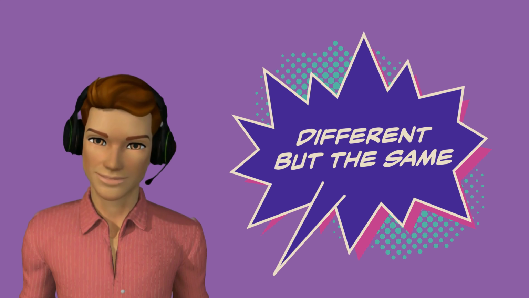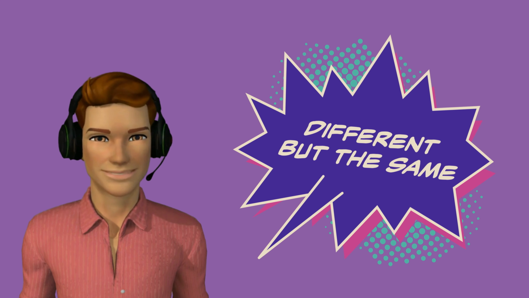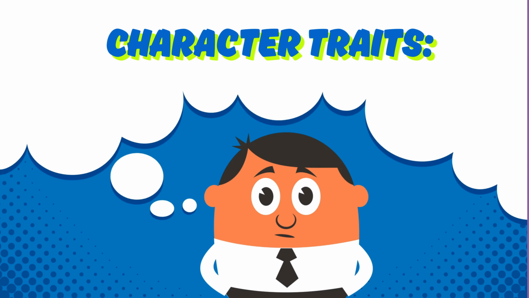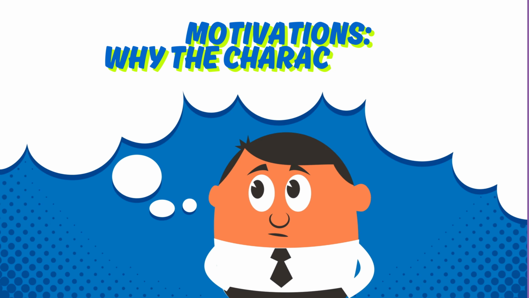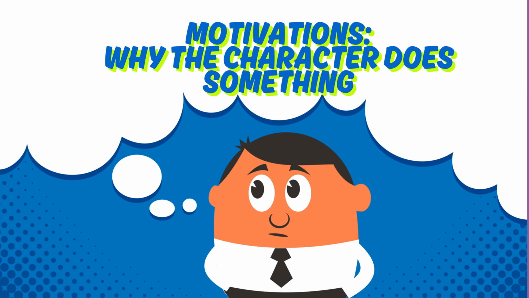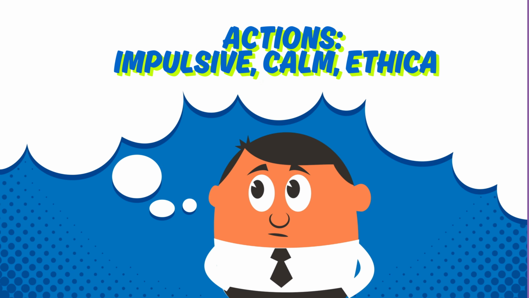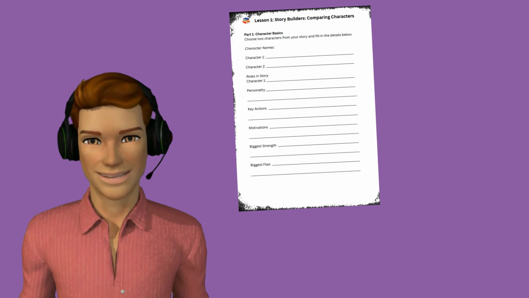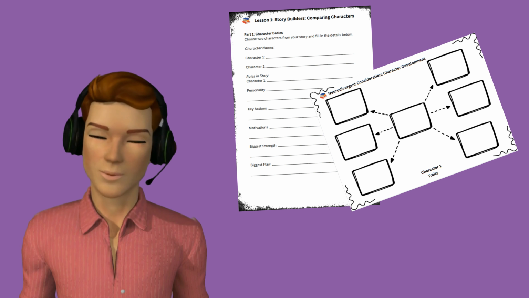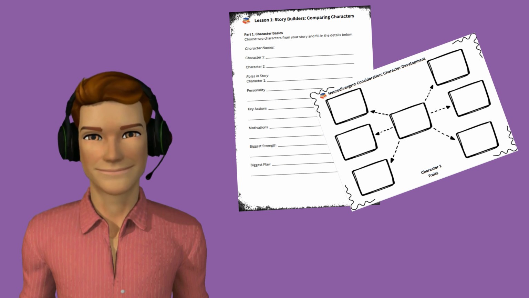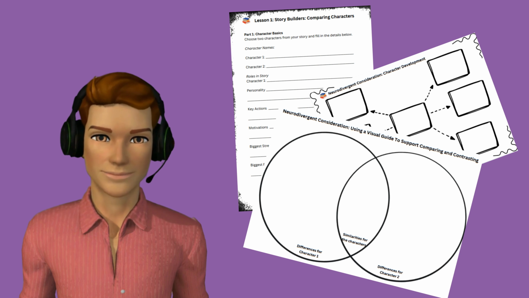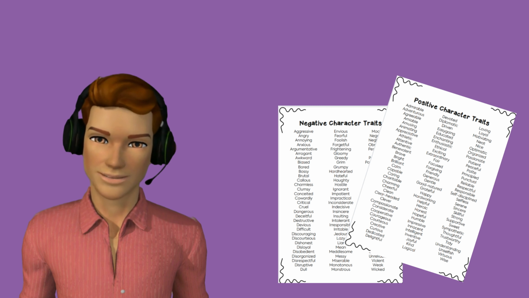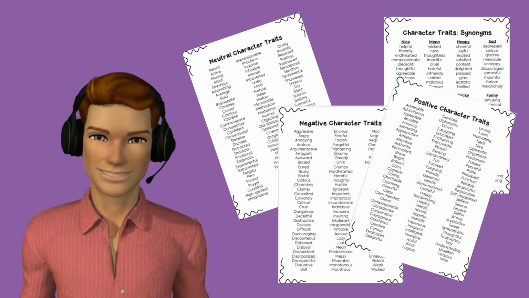How are your chosen characters the same? How are they different? Try to consider both figurative things like character traits, motivations, and feelings, as well as more literal things like actions and choices. You can use the guiding sheet from the ELA project-based workbook Lesson 1 to help you make comparison. You can also use the Venn diagram under the support section for help. There's also a list of character traits in the workbook in the support section as well.